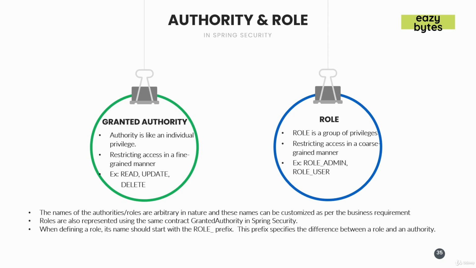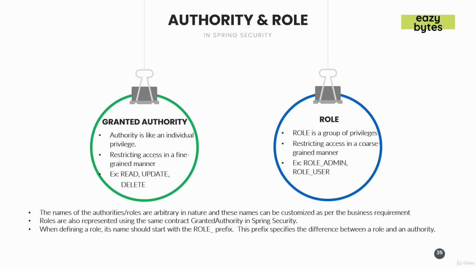We can say the user has read-only access or read, update, delete access. So in this scenario, read, update, delete, all these are authorities. Using authorities, we can restrict access in a fine-grained manner, whereas role is a group of authorities and privileges. You can group authorities into a single role.